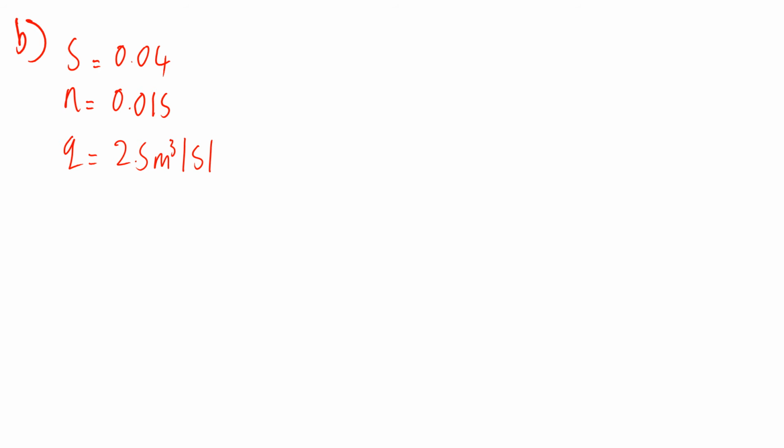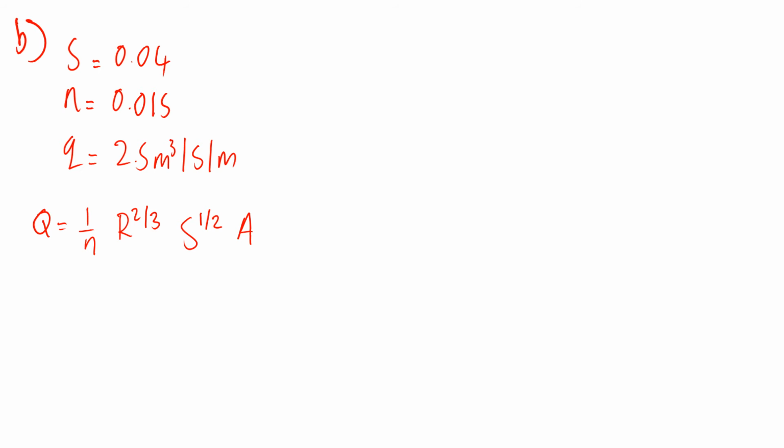So part B, the parameters that are given: the slope S is 0.04, n is 0.015, and small q is 2.5 meters cubed per second per meter. So you need to work out yn. yn is given by, again, Q equals 1 over n times R to the 2 over 3 times S to the half times A.